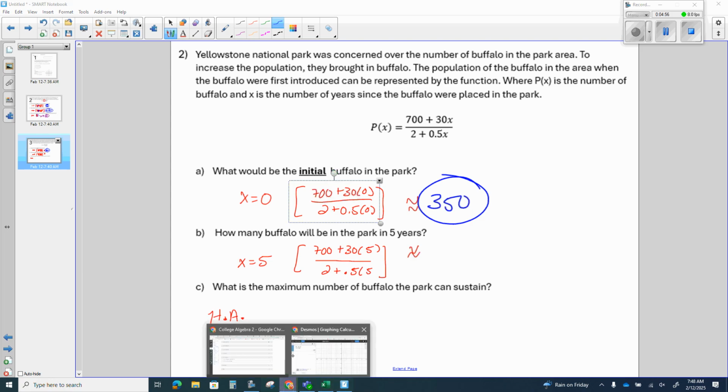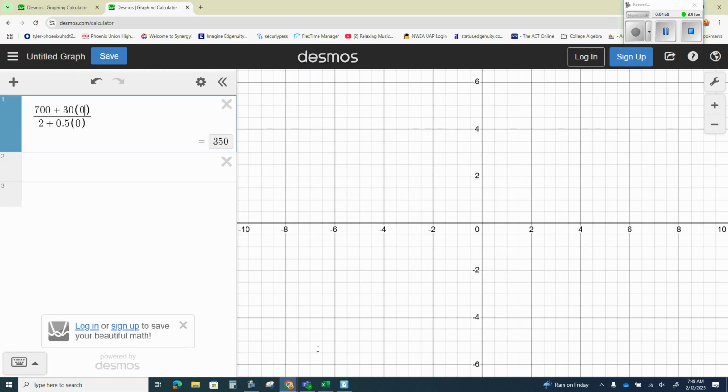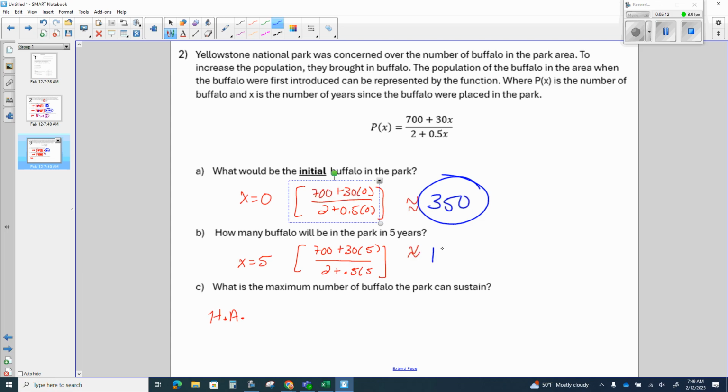And we jump over to switching this to 5. Again, we're not doing anything too complicated. And I have roughly 188.8 buffalo. So I'm just going to say 188. Keep in mind that this is the amount of buffalo, so I don't want to leave it as a decimal. So I'm going to say roughly 188.